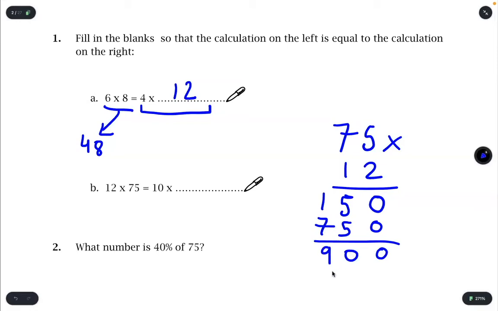Another way that we could have done this in our head is that 75 times 2 is 150. Times that by 2 again is 300. We can just multiply that by 3 because we're timesing by 2, then timesing by 2, then timesing by 3, which is the same as timesing by 12. So now that we know that 10 times something is 900, it has to be 90.